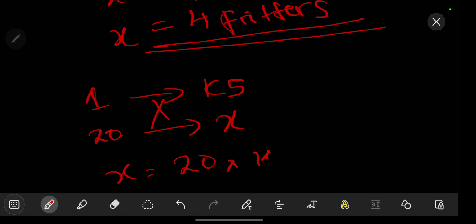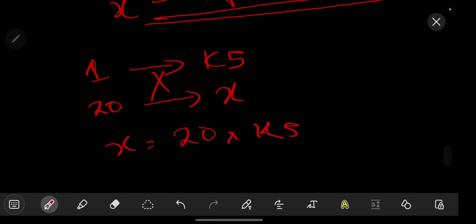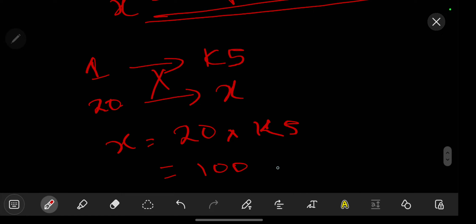So you have 20 times K5. This will always give you a value equal to 100 kwacha. As long as you have 20 items, if each item is 5, you're going to make 100 kwacha, which makes sense. Now let's look at it from the other perspective.